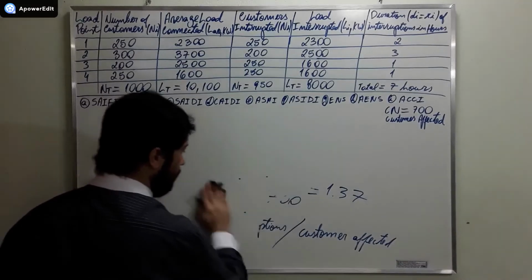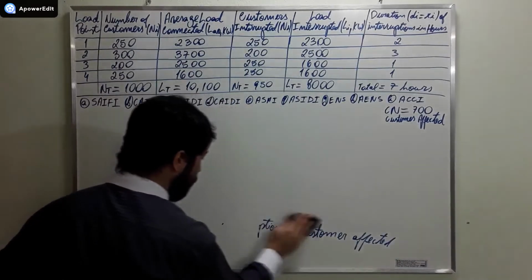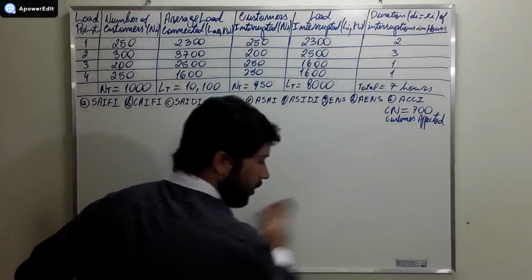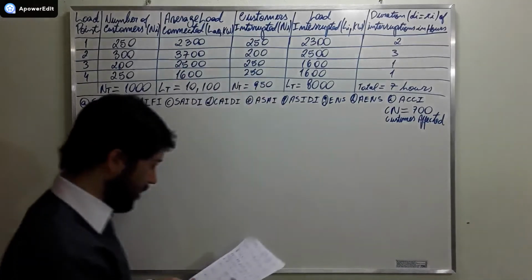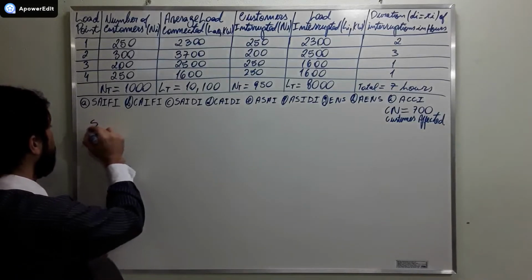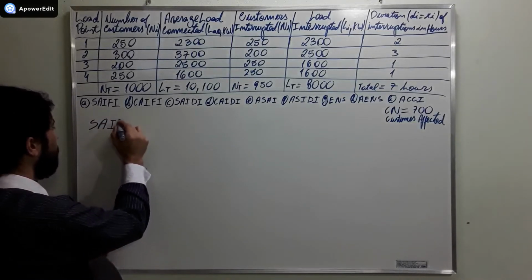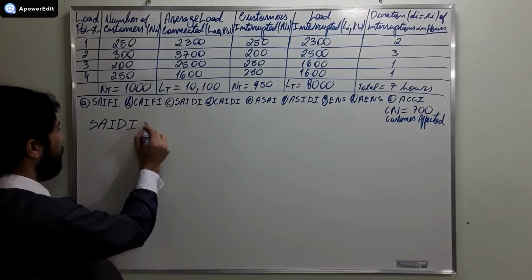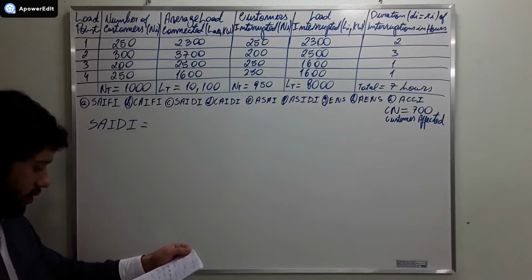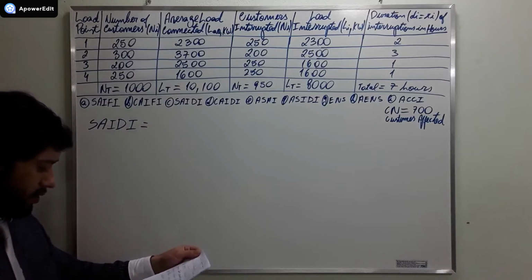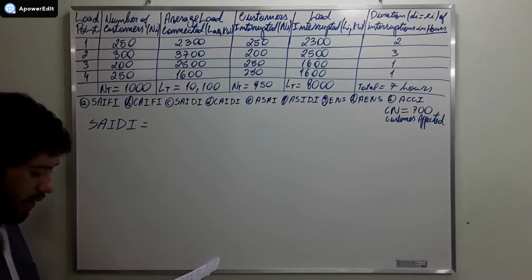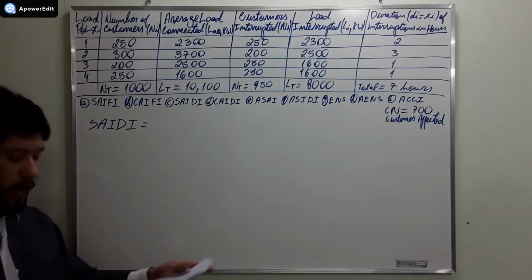And it is very easy to calculate the SAIDI. What is the SAIDI then? SAIDI is the System Average Interruption Duration Index, and it provides information about the average time the customers are interrupted.